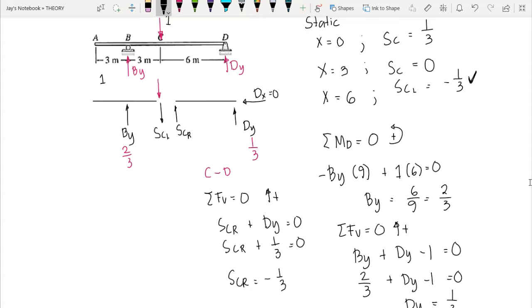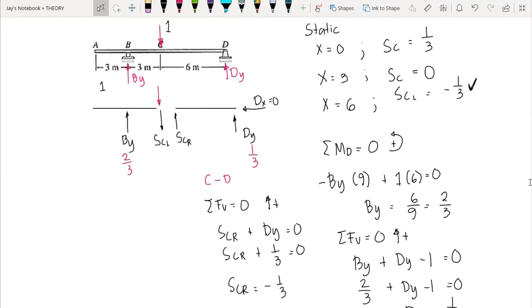Now, we place the 1 unit load at point C, but this time we put our 1 unit load just to the right of our C.